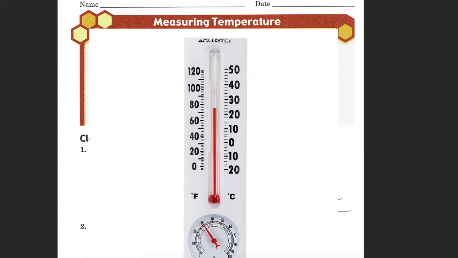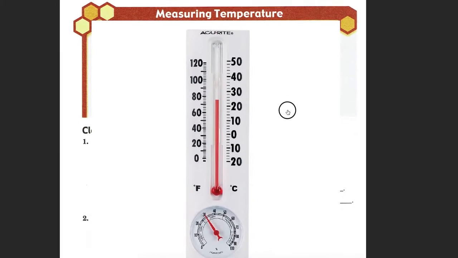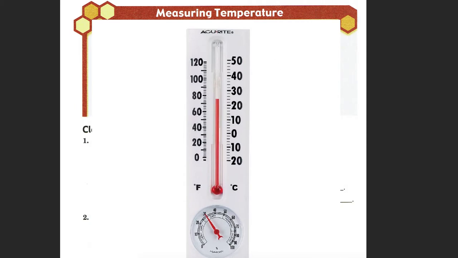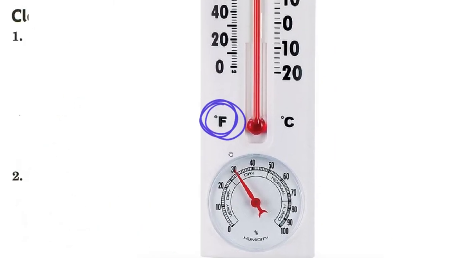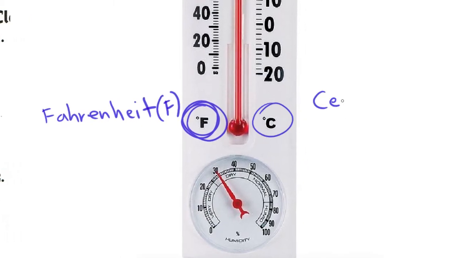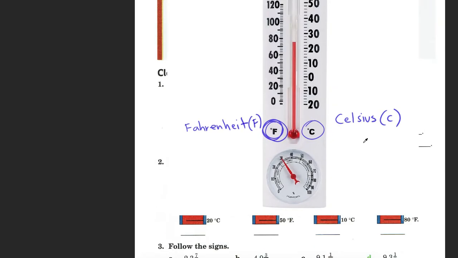So the first one we got to talk about is a thermometer. You guys have seen a thermometer before. You know that a thermometer is an instrument used to measure temperature. And we see here that on one side of my thermometer, I have F, which stands for Fahrenheit. It usually has an F symbol, and on the right side here is Celsius, usually represented by a C symbol.